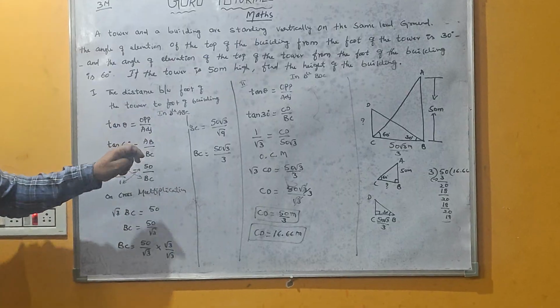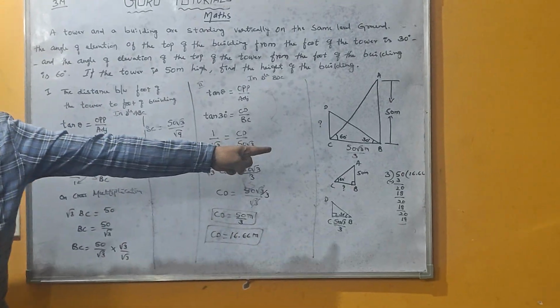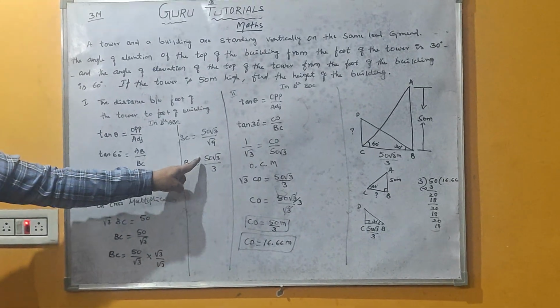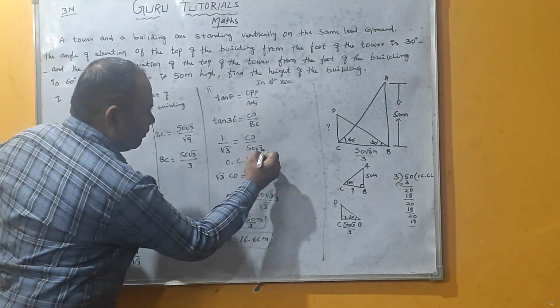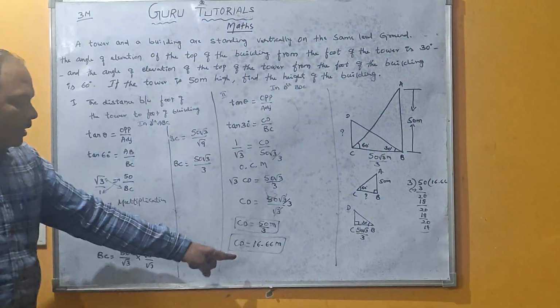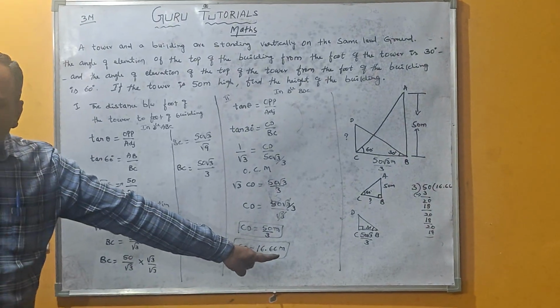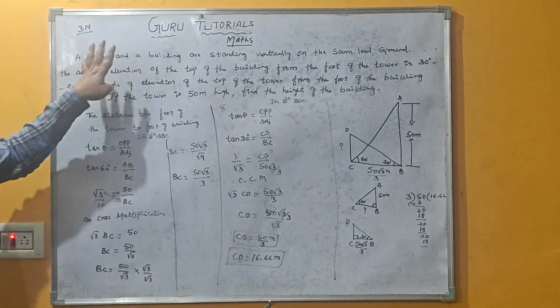Are you sure? If the value differs, we will get the wrong value. So here, what BC value did we get? 50 root 3 by 3. Only if you substitute 50 root 3 by 3 will you get the CD value of 16.66. Understood? Are you sure?